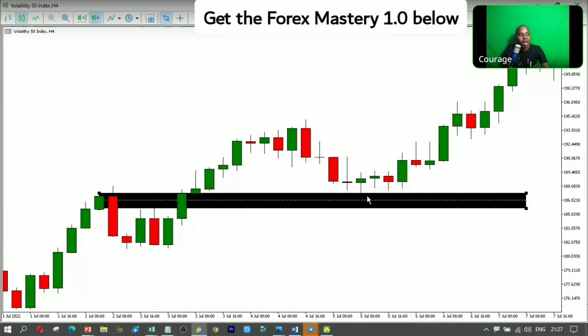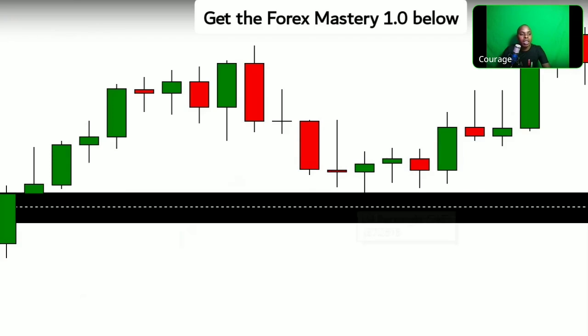Now the market pulls back into this zone, and what do you see at this zone? If you look at this, you are going to see a lot of rejection candles.